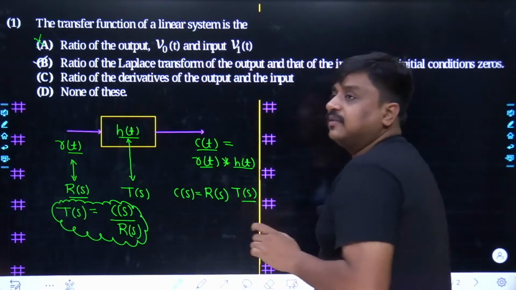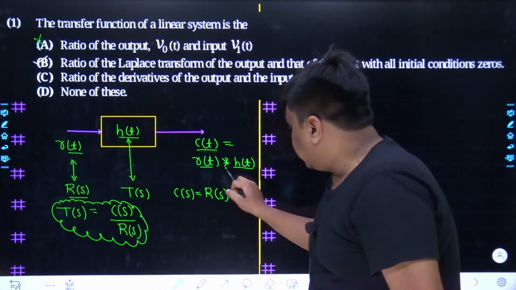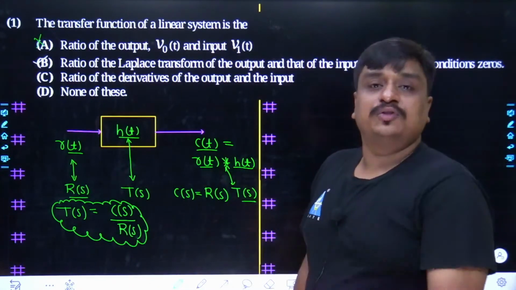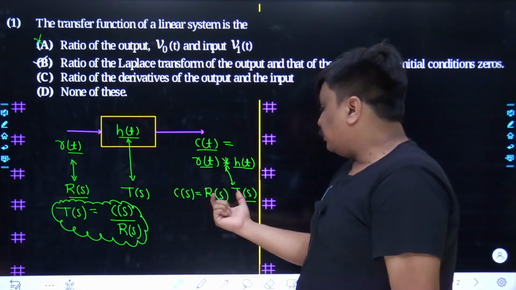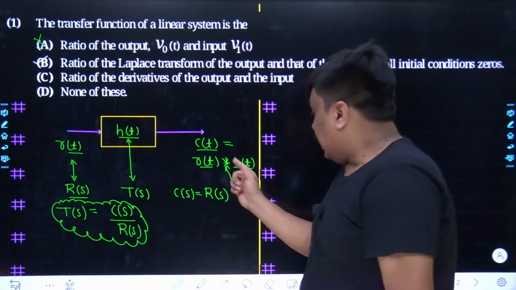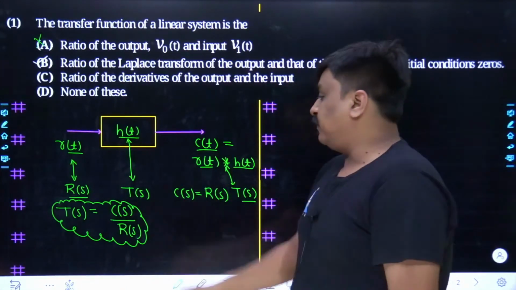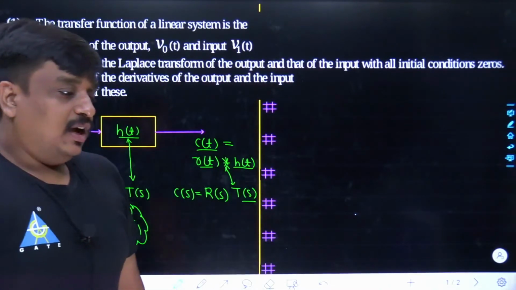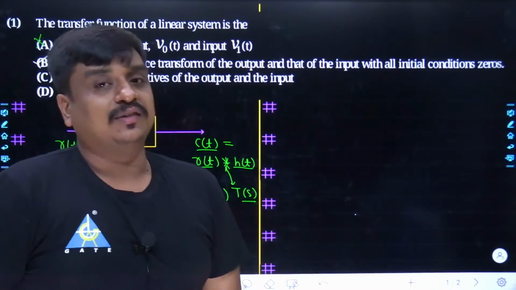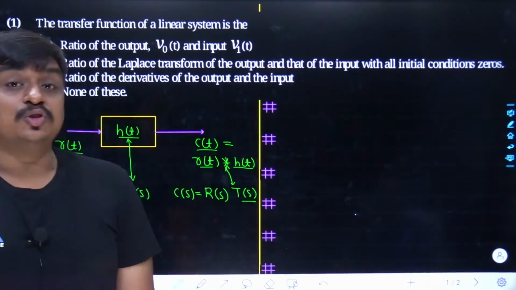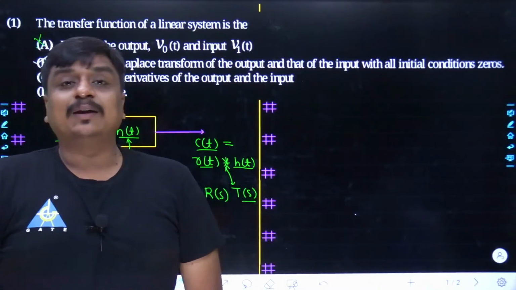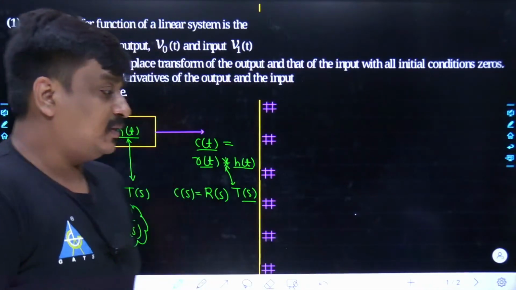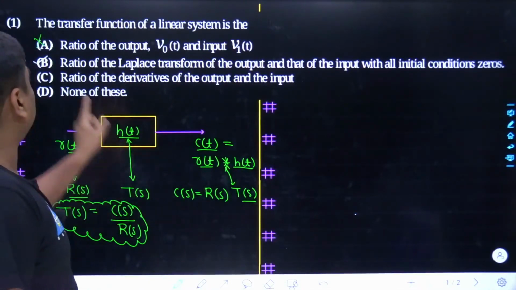But once we take its Laplace transform, the convolution gets converted into multiplication. R of t has become R of s, h of t has become T of s, and the convolution has become a multiplication. Now T of s is just the ratio C of s divided by R of s. A student is asking about the concept of convolution. I think control systems is not the right subject to discuss convolution; that part will be discussed in great detail when we discuss signals and systems. So Nishant, your answer has been ruled out. A can't be the answer.